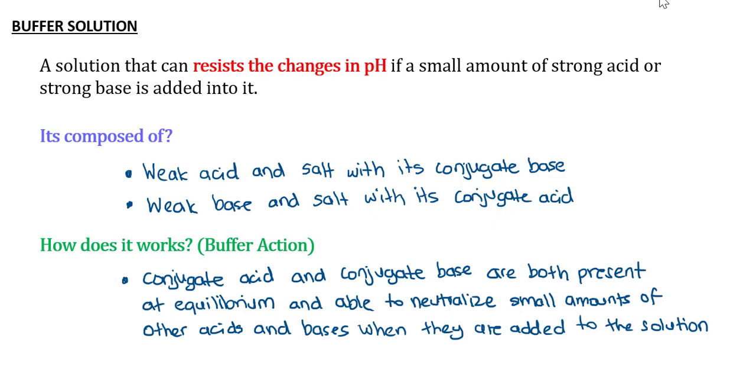A buffer is able to resist the pH change because of the two components, the conjugate acid and conjugate base, that are both present at equilibrium and able to neutralize a small amount of the other, acid or base, when they are added into the solution. To clarify this effect, we will discuss it later.